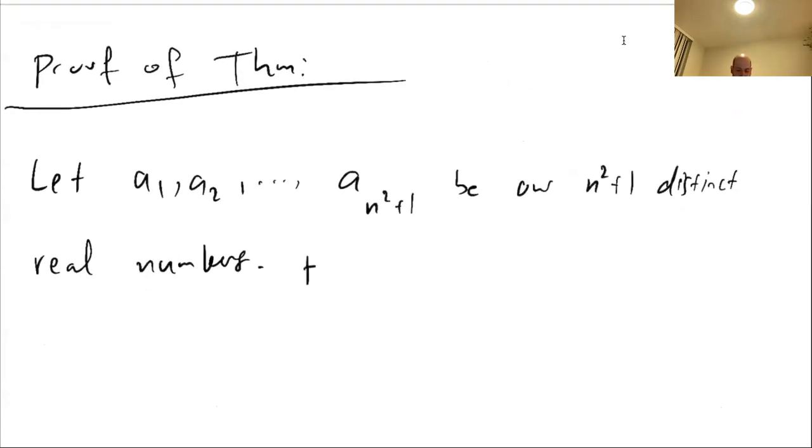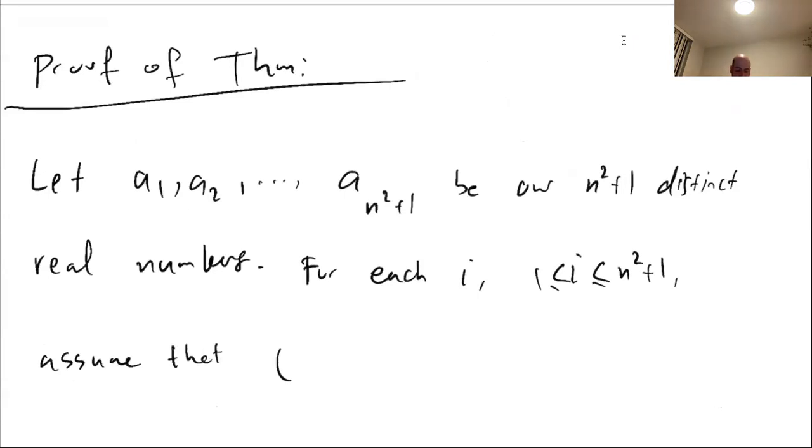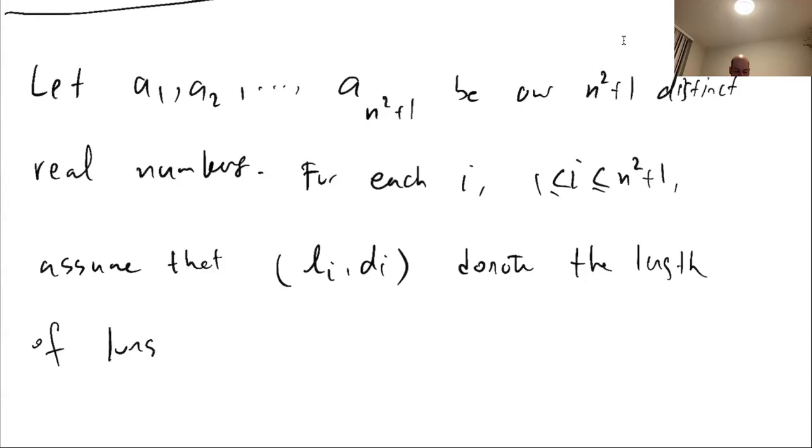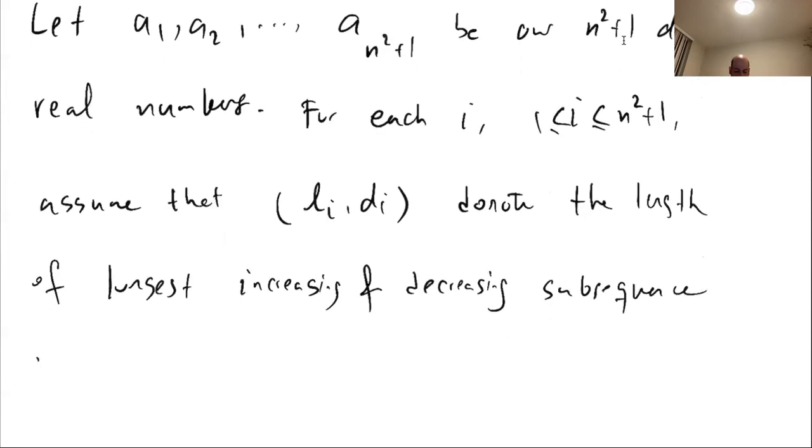Okay, now for each i between 1 and n squared plus 1, assume that Li and Di denote the length of the longest increasing and decreasing subsequence starting from ai. So this, I think, could be a little bit confusing. Let me explain.